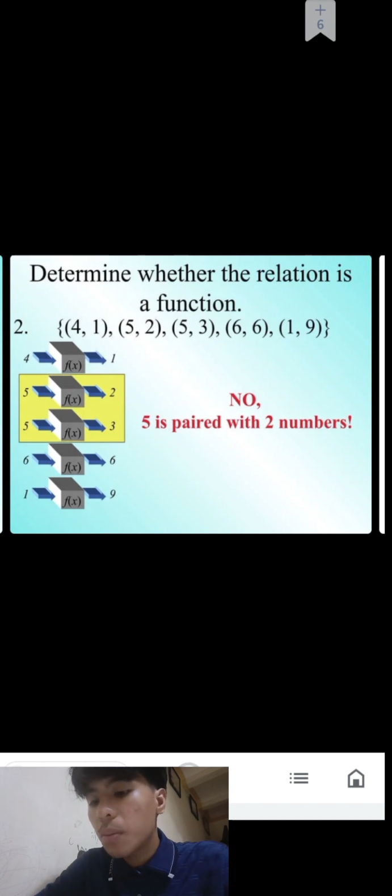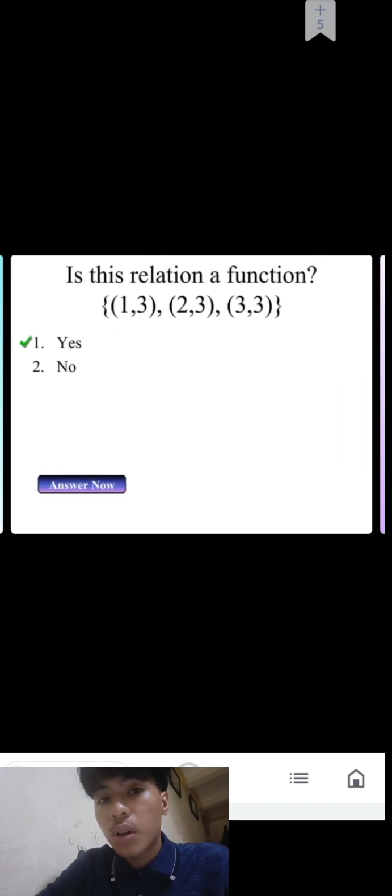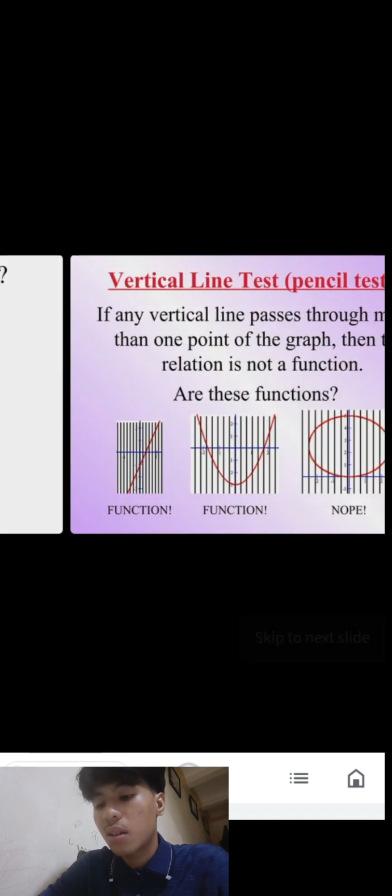Here, determine whether the relation is a function. So here we have (4, 1), (5, 2), (5, 3), (6, 6), (1, 9). It says here that no, 5 is paired with two numbers. So that means it is not a function.